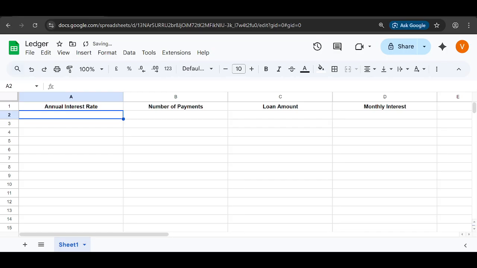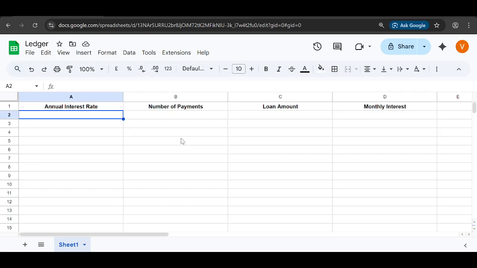Start by opening Google Sheets and preparing a simple layout so everything is clear and easy to reference. In cell A1, type interest rate, annual. In cell B1, type number of payments, and in cell C1, type loan amount. These headers will keep your inputs organized and make the formula easier to understand later.